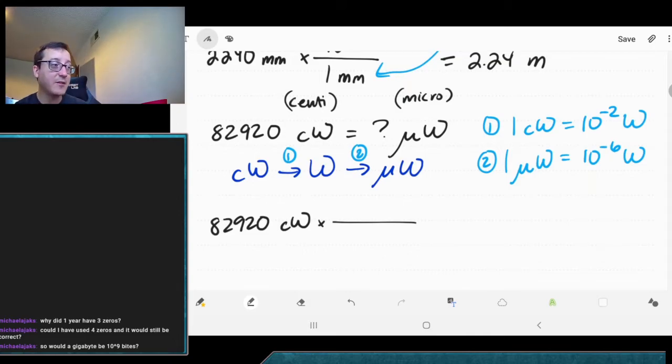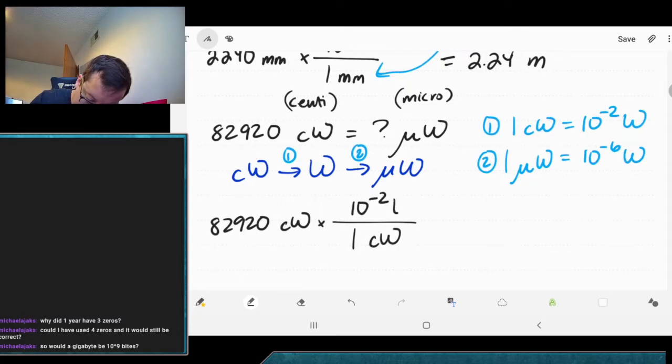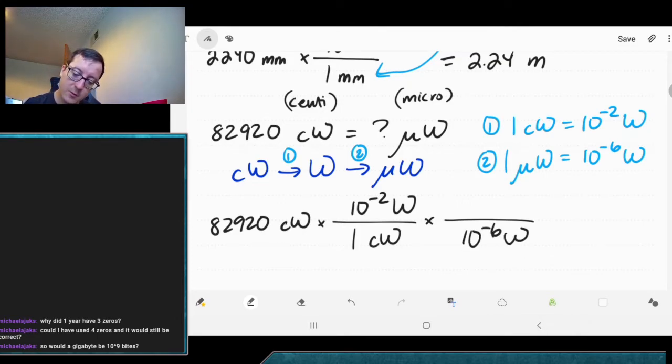Remember, since we have centiwatts already, we want to get rid of it. We're going to put 1 centiwatt on the bottom, 10 to the minus 2 watts on top. Now we need to get rid of watts, so we're going to put watts on the bottom. And we're going to put microwatts on top. And so all we need to do is this math. This hopefully we can do without a calculator.